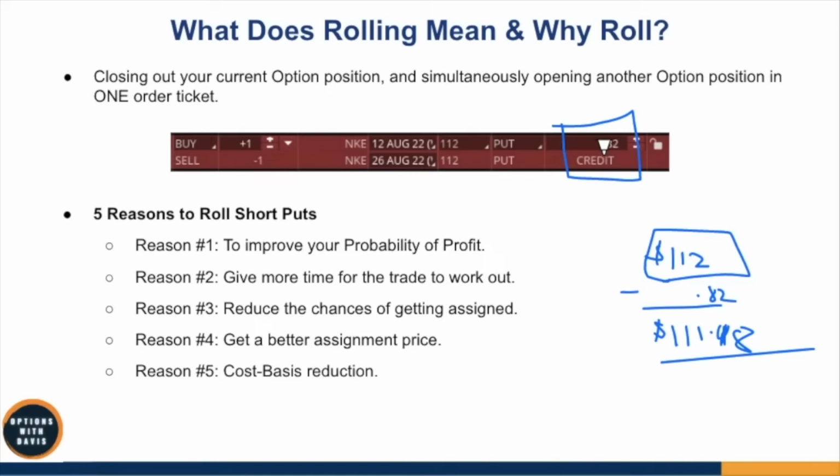But imagine if you could keep rolling it down, and each time you get a credit, this will reduce the cost basis of this price until you could even get all the way down to maybe 110 or even lower.